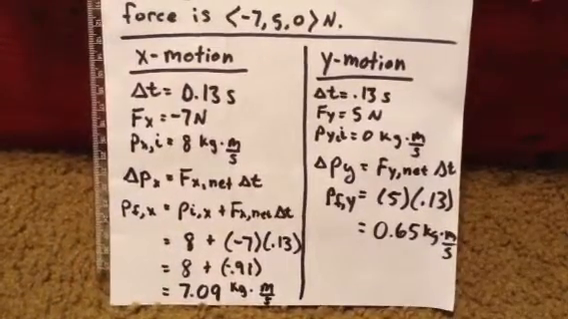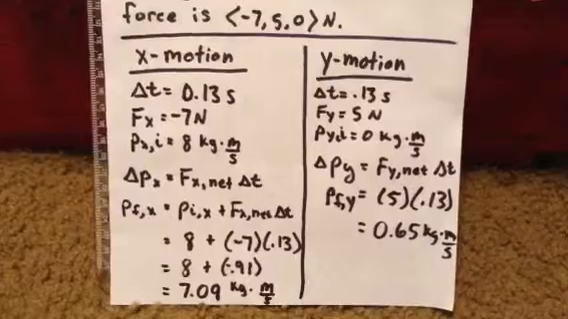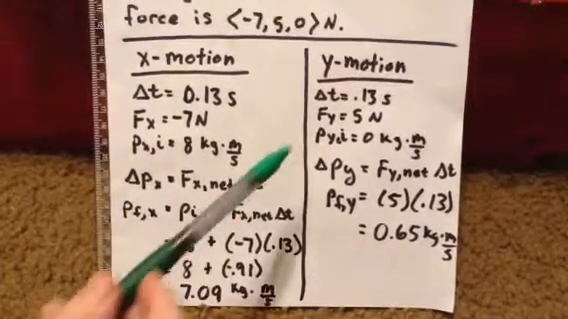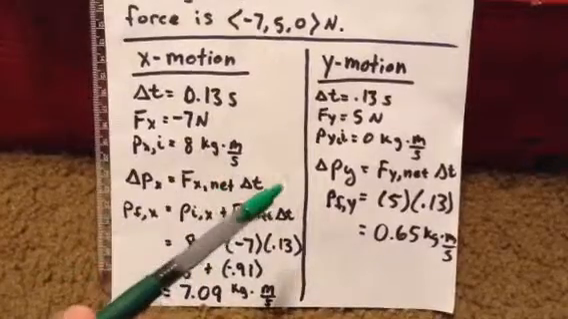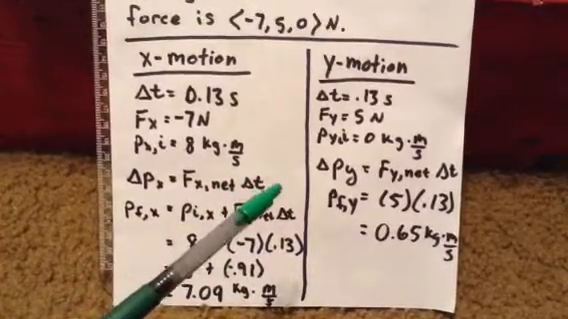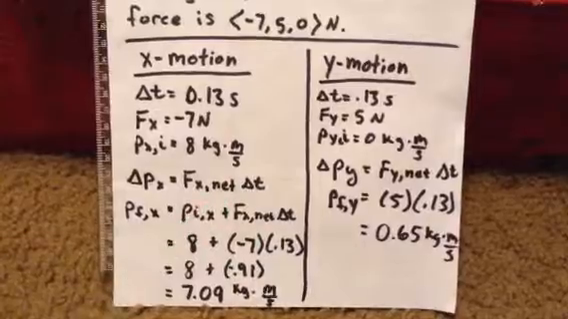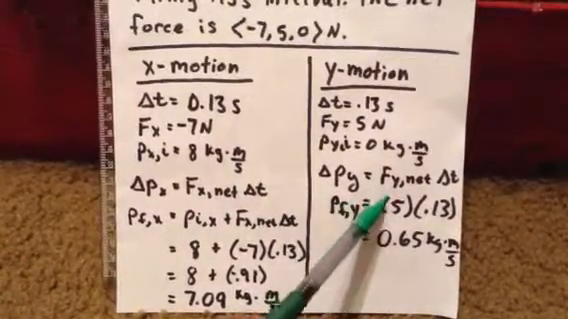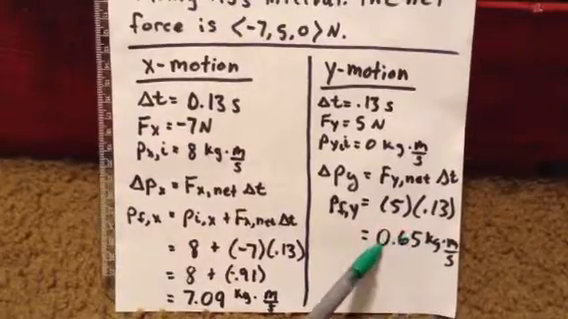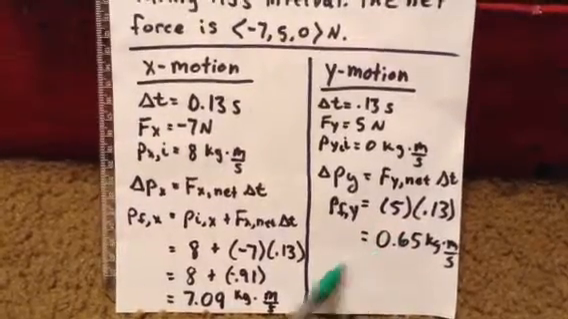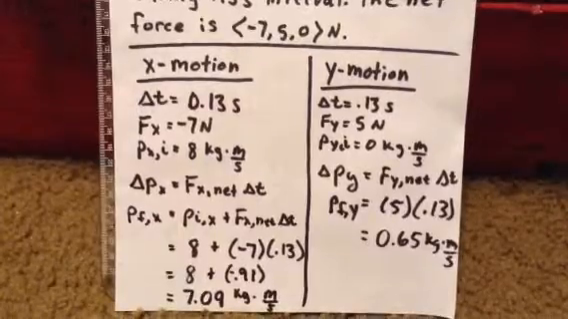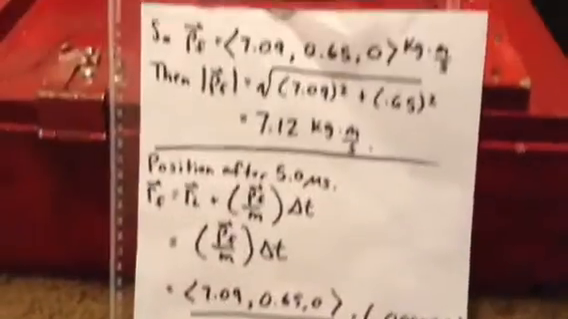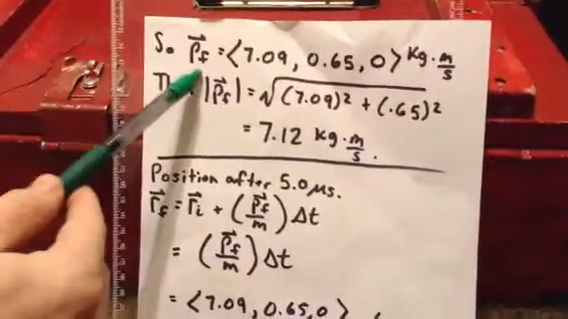Now we can do the same thing for the y motion, but note here that the initial momentum for the y component is just 0, so actually the change in momentum for the y component is equal to the final momentum for the y component. And plugging in the values here, we obtain this value for the final momentum for the y component. Now putting those two things together, we can get our final momentum vector, which is given here.